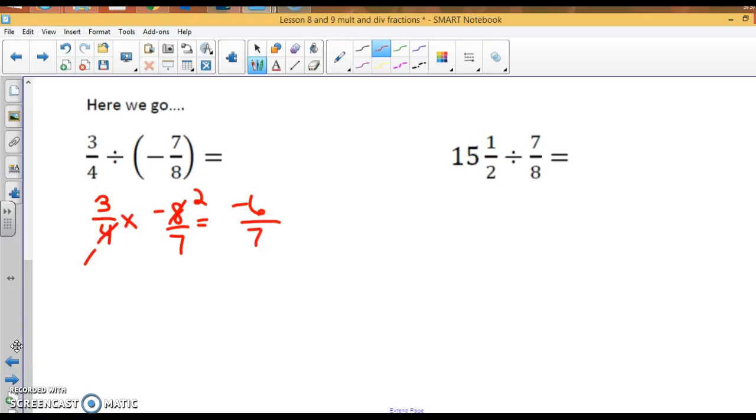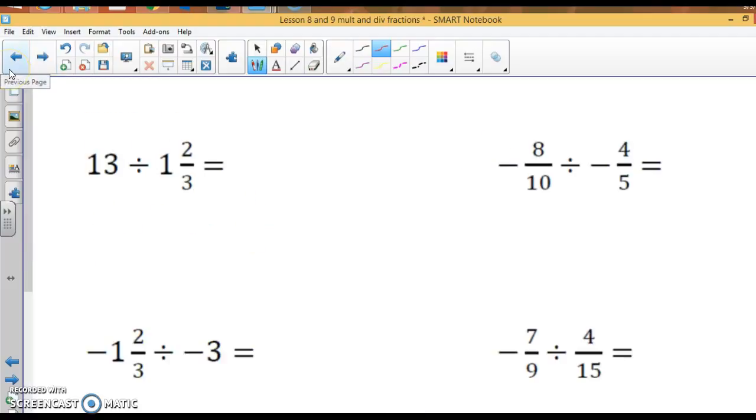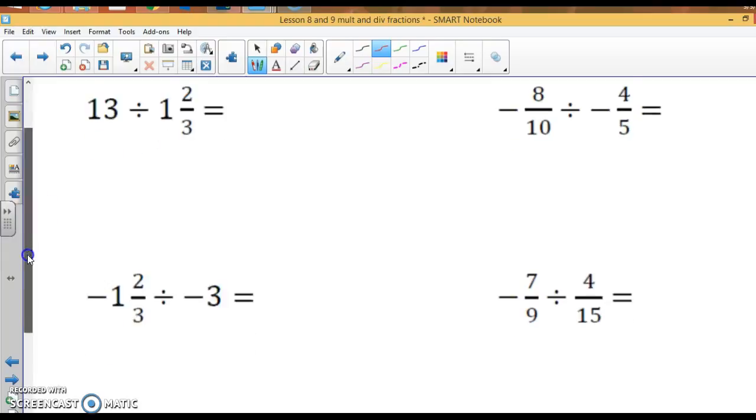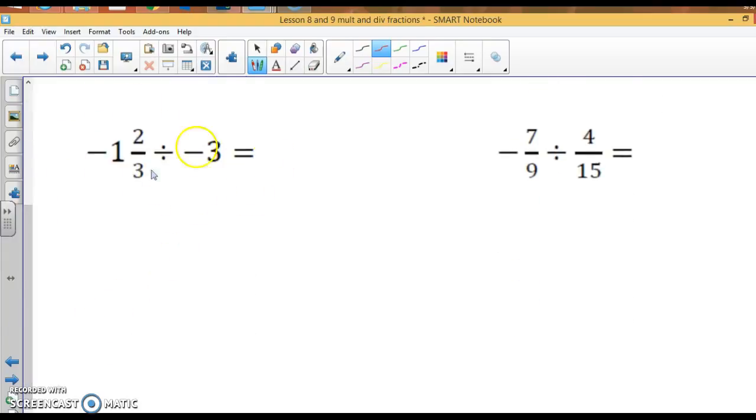Now, let's take a look at a mixed number. Same thing as multiplying. You need to change mixed numbers to improper fractions. So 3 times 1 is 3, plus 2 is 5. So negative 5/3 divided by negative 3. And I'm going to make that negative 3 over 1 so we're super clear. This is a division problem.